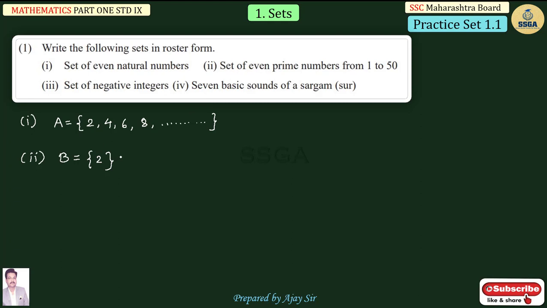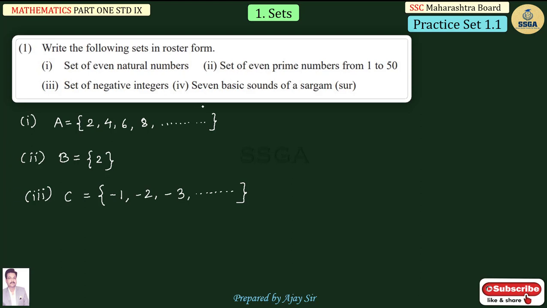Others are all odd prime numbers. Prime numbers are numbers which are divisible only by themselves and 1, so they cannot come in any other table, and that number cannot repeat. So it's called a prime number. Now third question, set of negative integers. Let us consider this is set C, which contains negative integers. All negative integers we have to write: -1, -2, -3 and so on. This is the set of all negative integers.